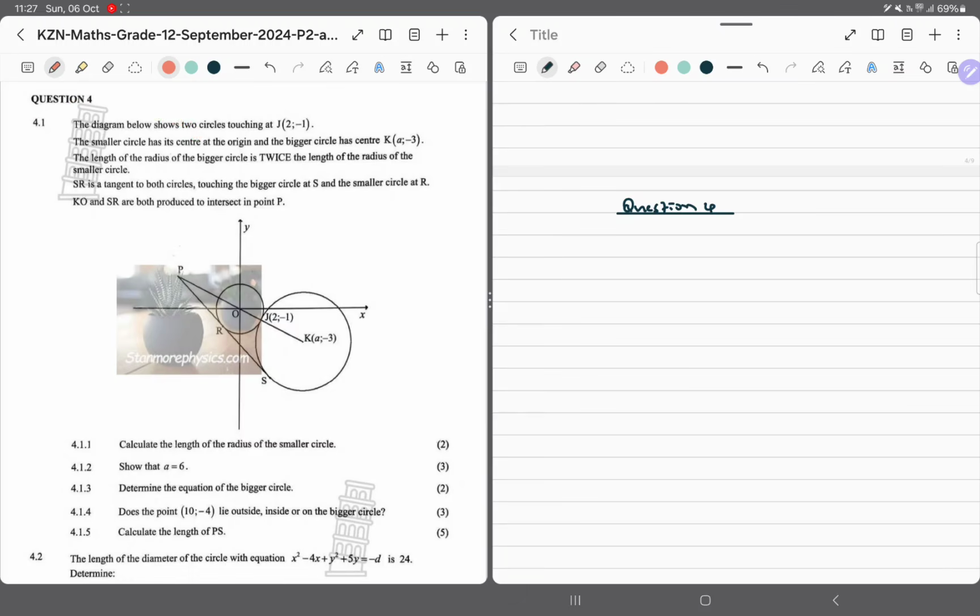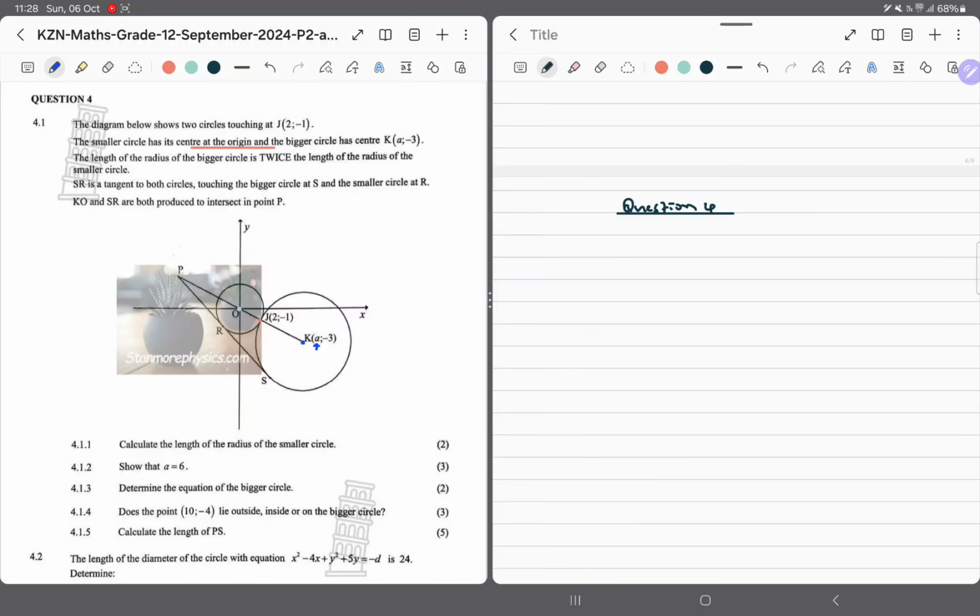In the diagram below, we have two circles touching at J. Okay, there is our point of contact of these two. Now the smaller circle has its center at the origin, so not a big deal, we can see that. Okay, and the bigger circle has the center at K. Great. All right, and then we've got an incomplete coordinate there, so this already suggests that we need to find A. It's a potential question.